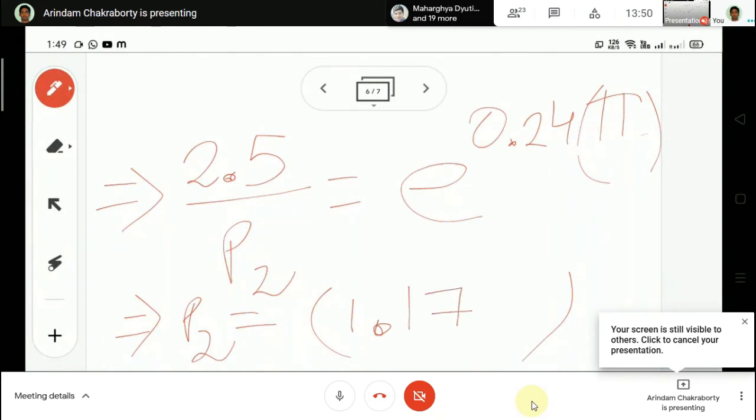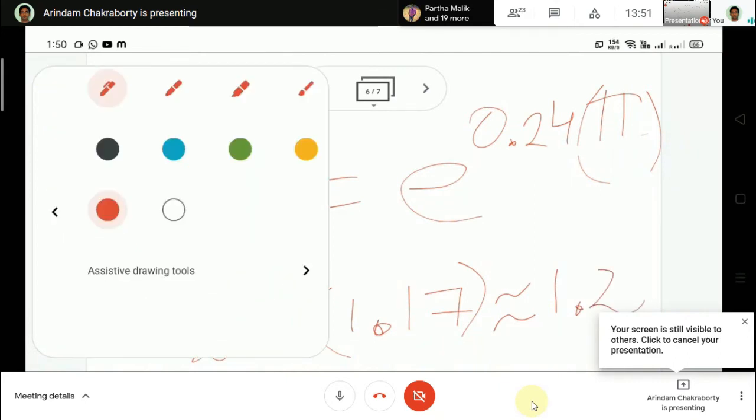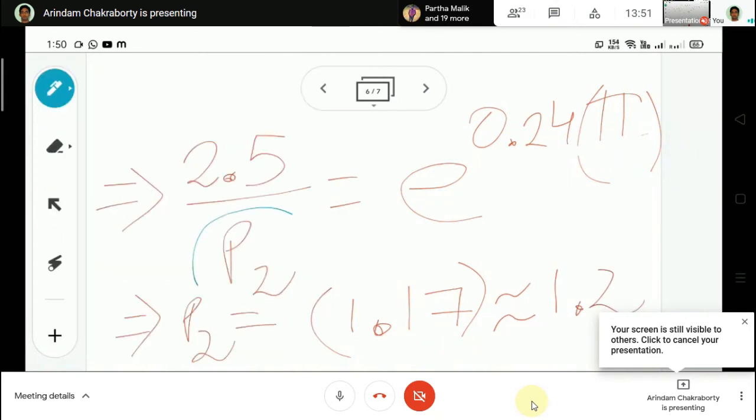1.176. We don't need that much precision, so you can just approximate it to 1.2. So what we got is that P2 is equal to 1.2. Fine. I am not going for any other value.